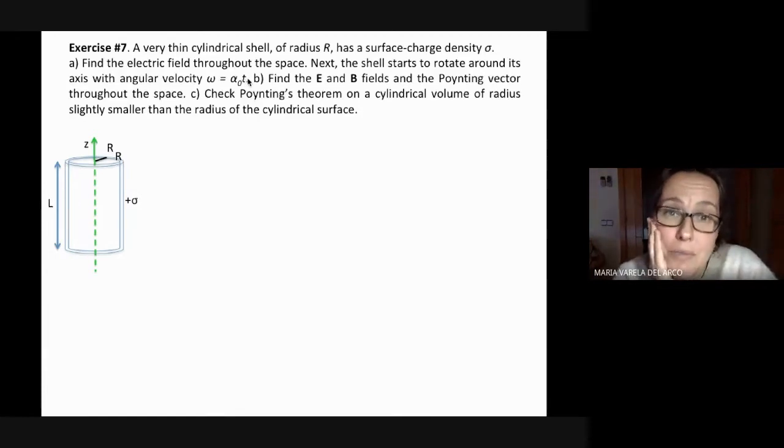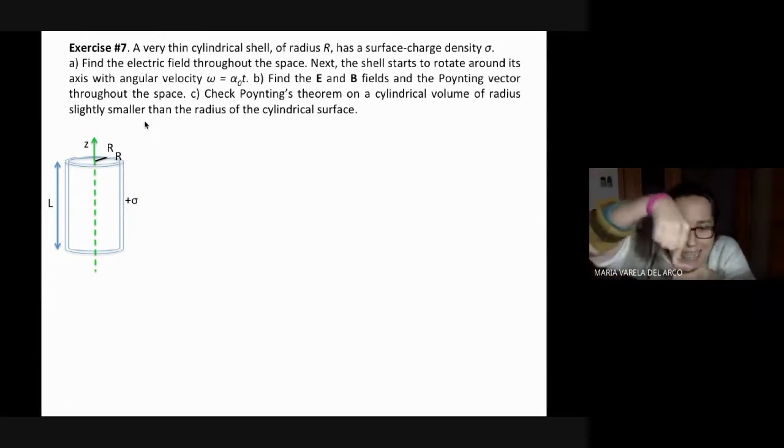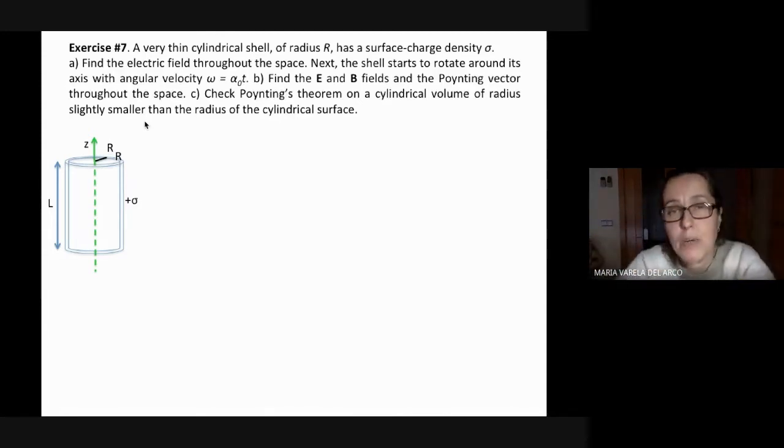So they say find the electric and magnetic fields in all of space along with the Poynting vector in this case, and check the Poynting's theorem on a cylindrical volume of radius slightly smaller than capital R. So this is on the inner surface of my cylinder. This will be relevant whenever you have to check Poynting's theorem. Really, you need to realize what is the surface of interest. So here it is just right inside the cylinder, okay?